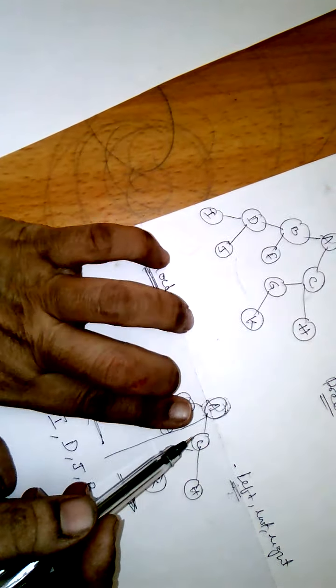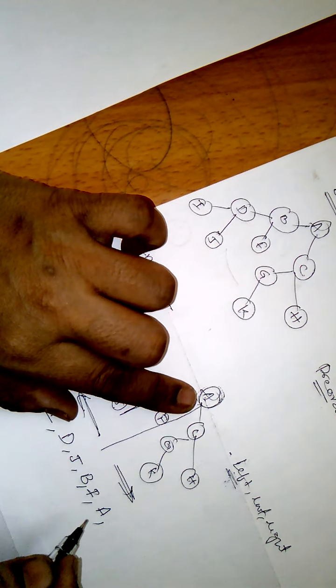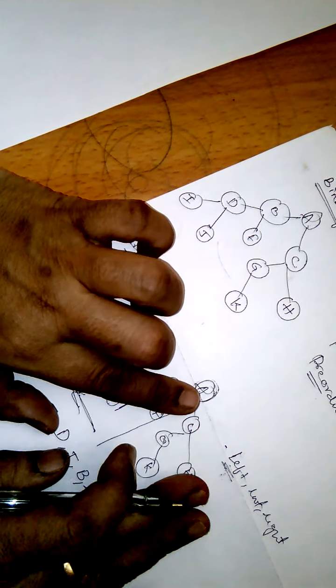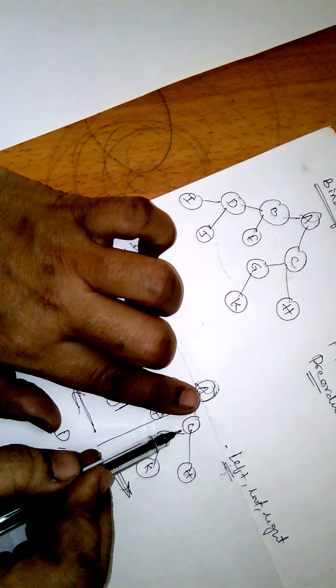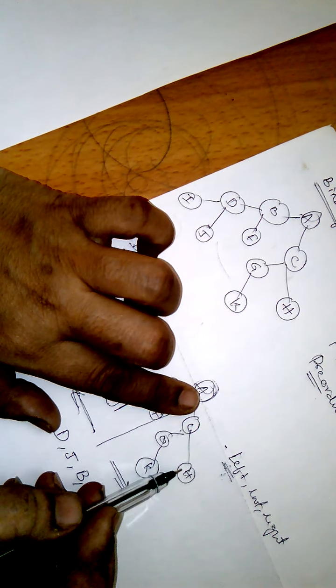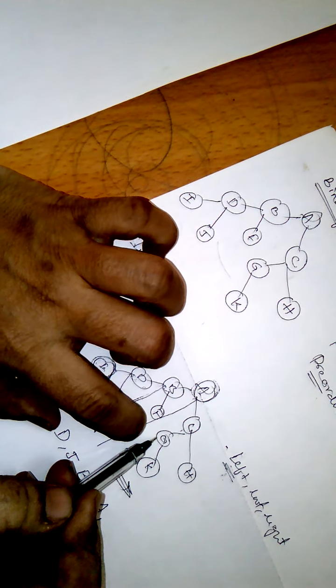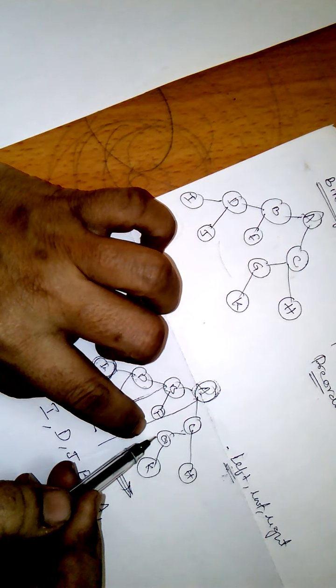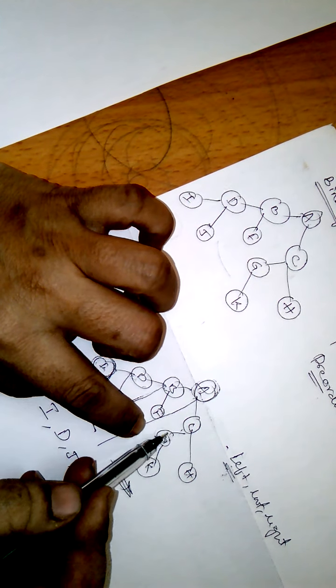The left part is finished, the left subtree, then visit the root. So I am visiting A. Next, right. Now in the right, again it is a parent. So what do we have to do? Then again visit left. Okay, now this is also a parent.